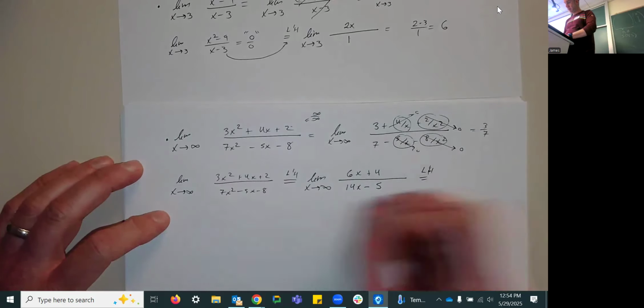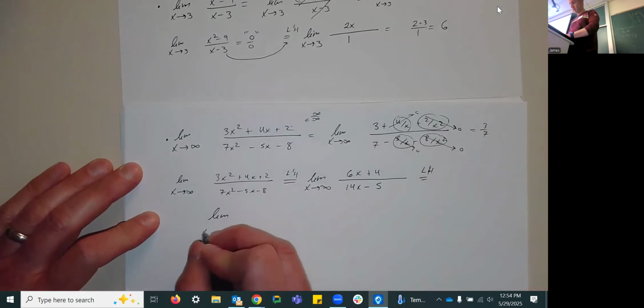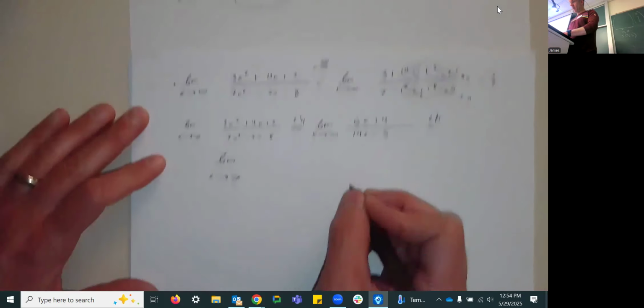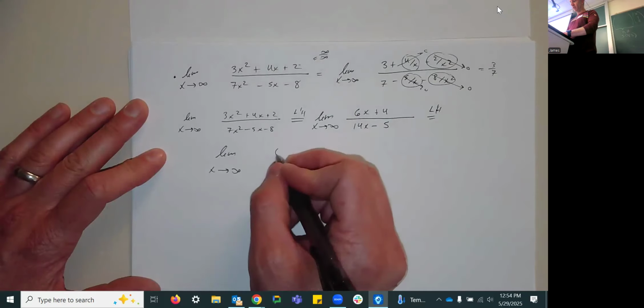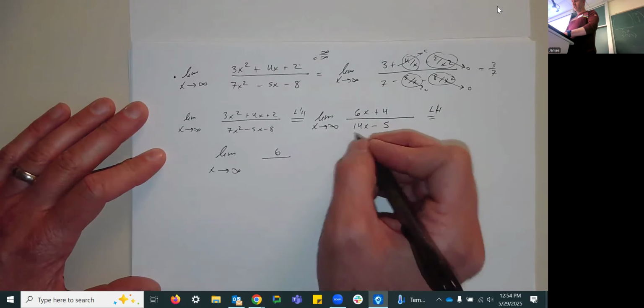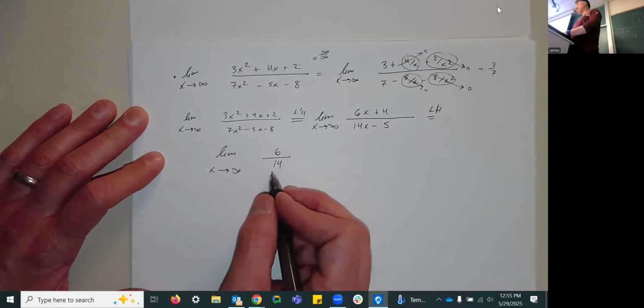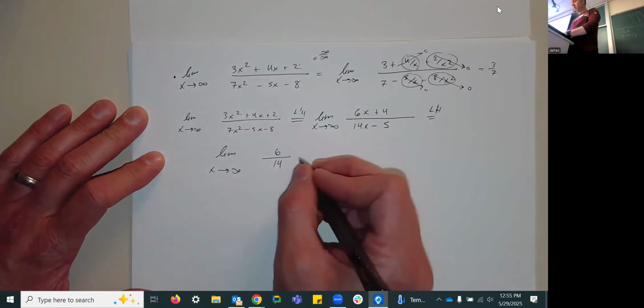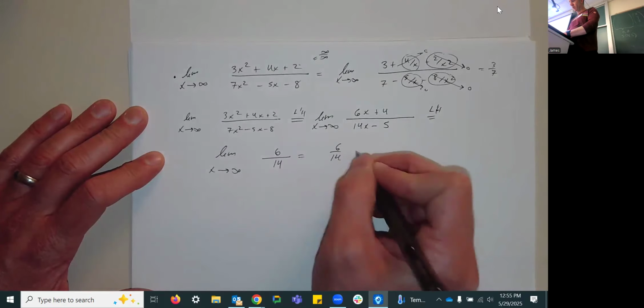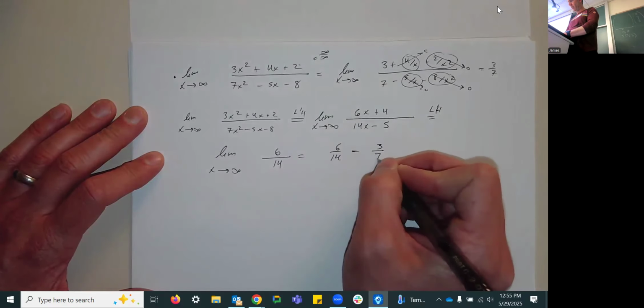And now we get the limit as x approaches infinity of the derivative of 6x plus 4, which is 6, over the derivative of 14x minus 5, which is 14. And the limit of any constant is just that constant. So we get 6 over 14, which reduces to, surprise, surprise, 3 over 7.